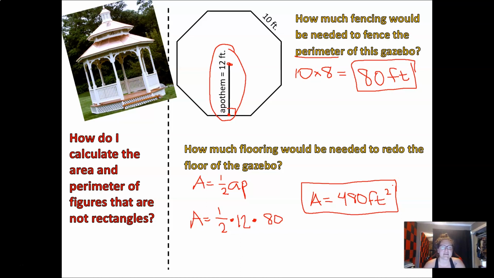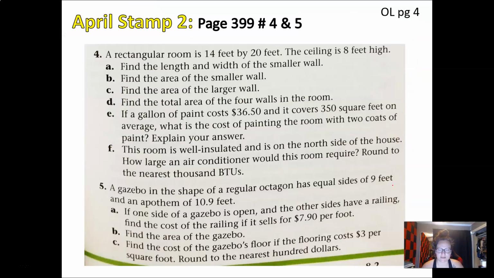Okay, and that's our notes for this lesson. And your practice problems come from the book. Oops. Just practice, not April stamp 2. Forgot to erase that. So they are from page 399, numbers 4 and 5, but here they are for you.